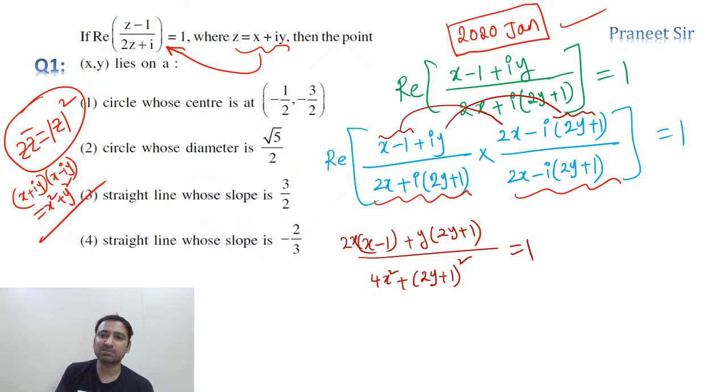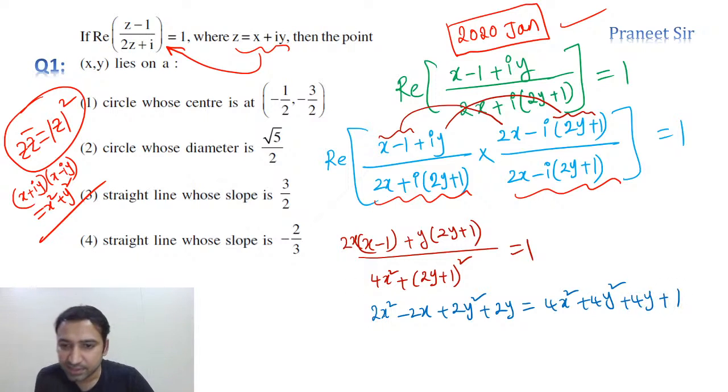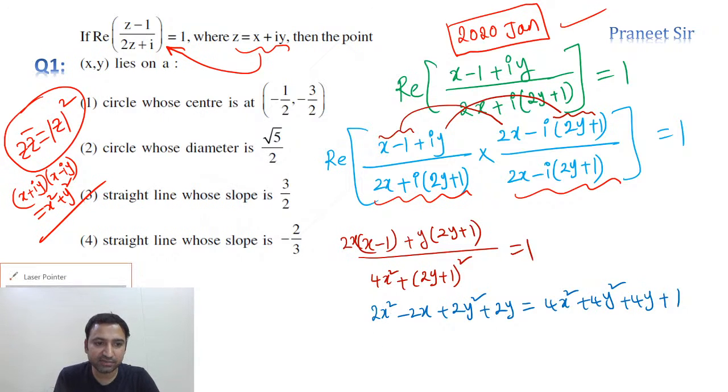Now if you cross multiply and simplify, let's see what we get. Right. So here we can write 2x square minus 2x plus 2y square plus 2y is equal to, cross multiplying, 4x square plus 4y square plus 4y plus 1. That's what we're getting. Now let's simplify this. If you simplify this, what is the final result we are getting?